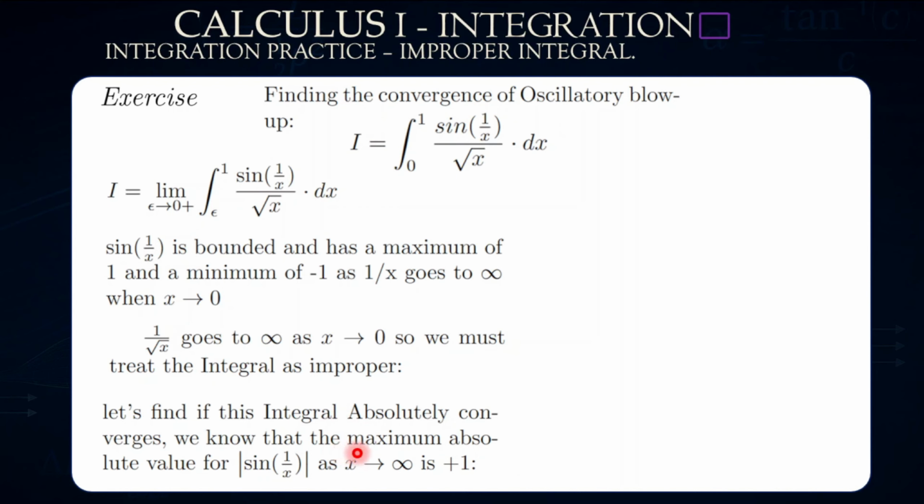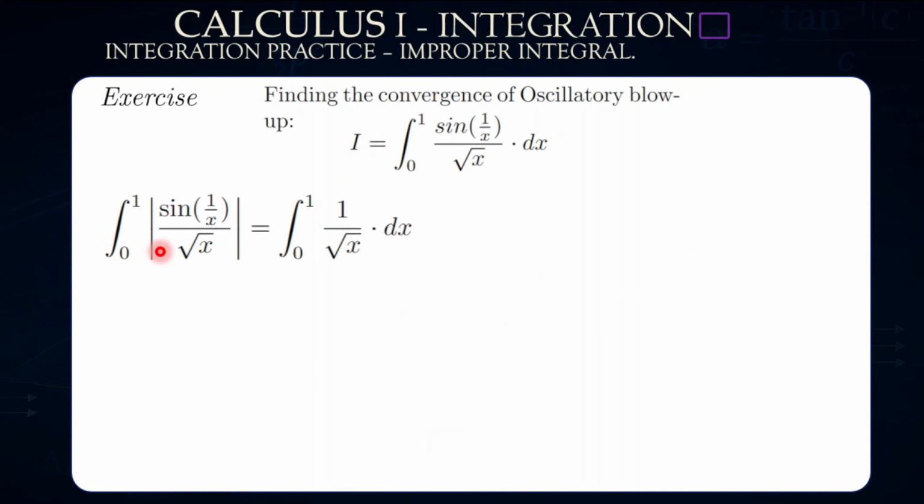Now, at first, we know that the maximum absolute value for sine of 1 divided by x as x goes to infinity is 1. That's the maximum for sine of 1 divided by x. Given that premise, we can replace sine of 1 divided by x by 1 since the maximum is 1, and we can place it back in the integral. So it is less than or equal to the integral from 0 to 1 of 1 divided by the square root of x dx. As we mentioned, we've replaced sine of 1 divided by x by 1.